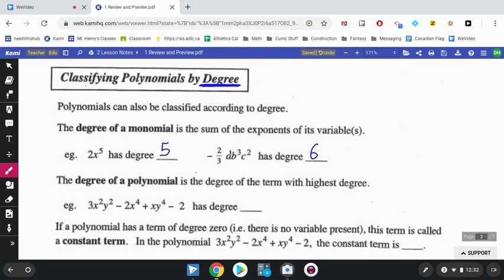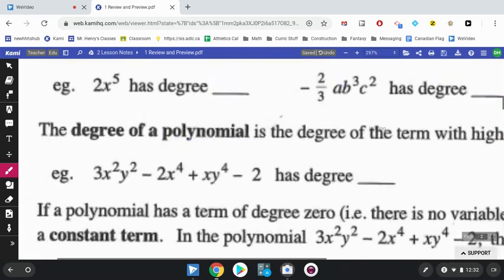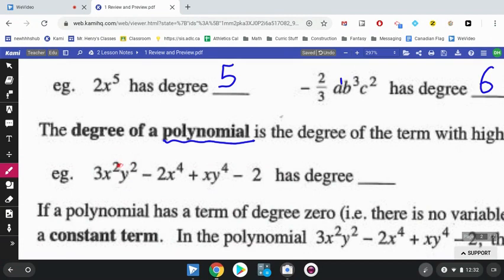Okay? If I'm now talking about an entire polynomial, I find the degree of each term, the degree of each monomial within it, and I pick the highest number. So within this one, 3x squared y squared, your first term has a degree of 4.